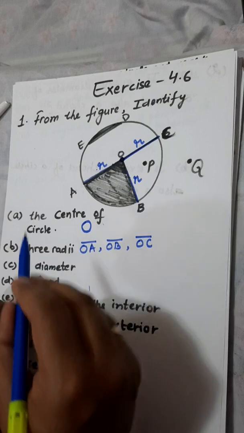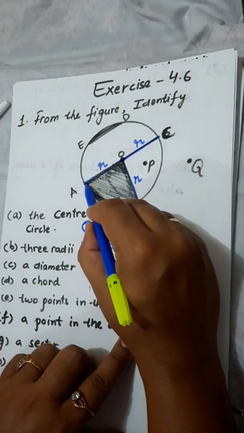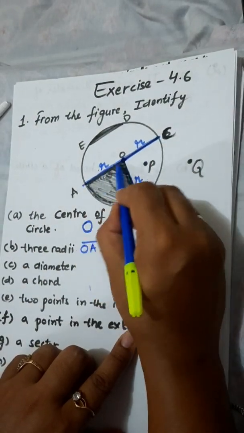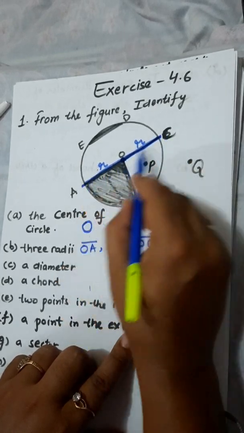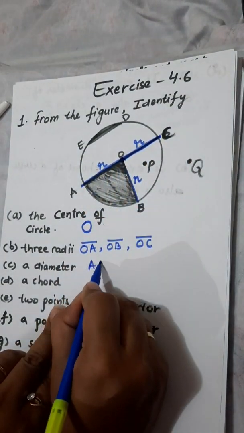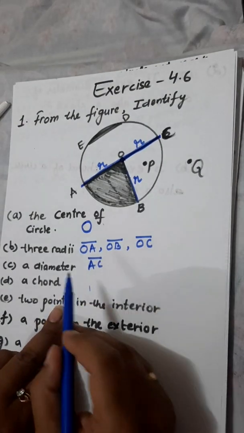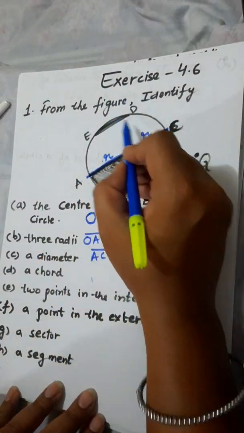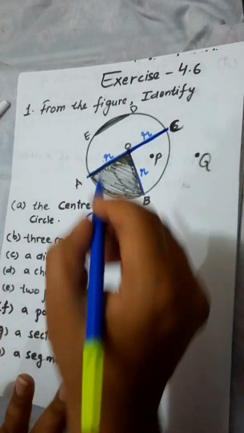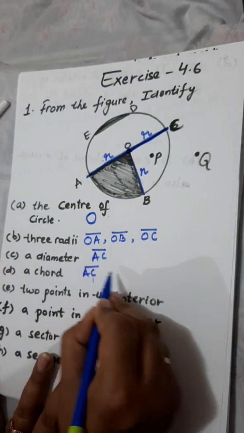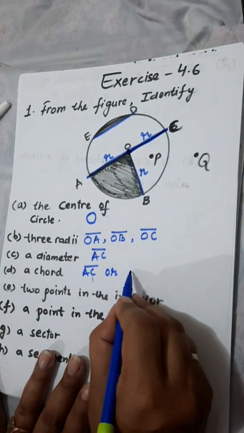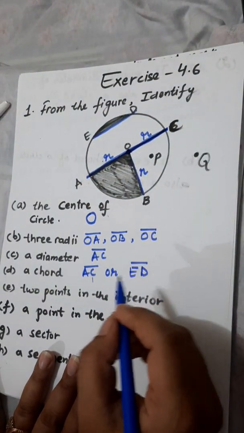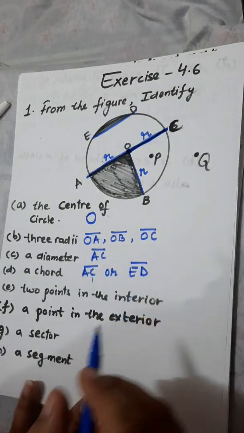Next we have a diameter. We know that whenever a chord passes through the center, this is the longest chord and this is the diameter. Here the diameter is AC. Then we have a chord. As we know, a diameter is also a chord, so here I can write AC also, or ED is also a chord, because a chord is a line segment joining any two points on the circle.